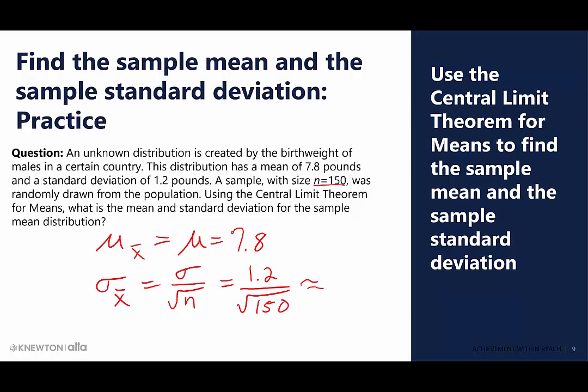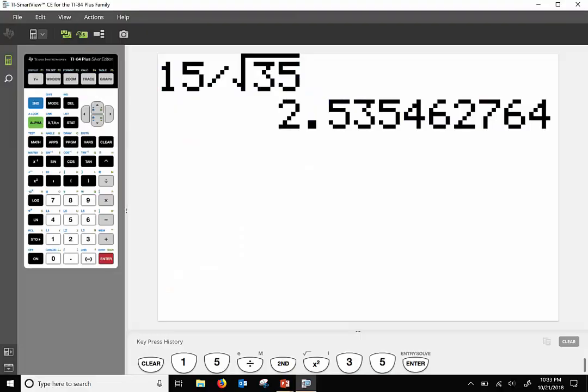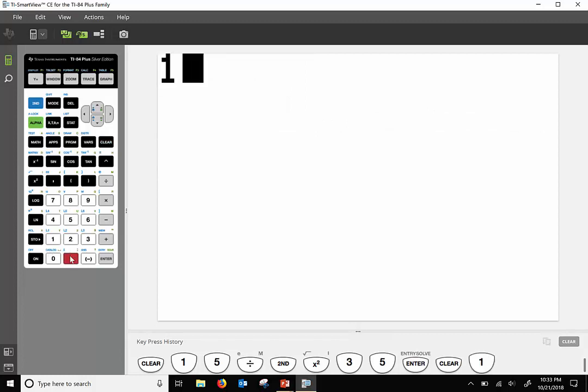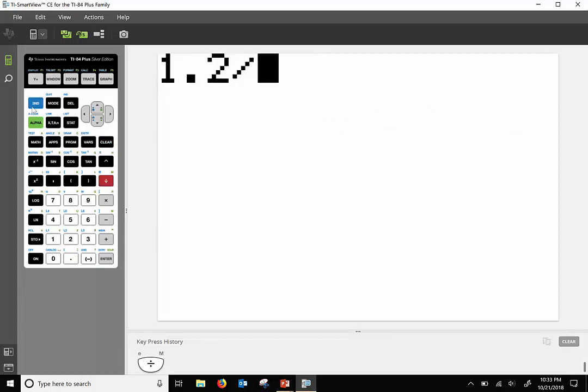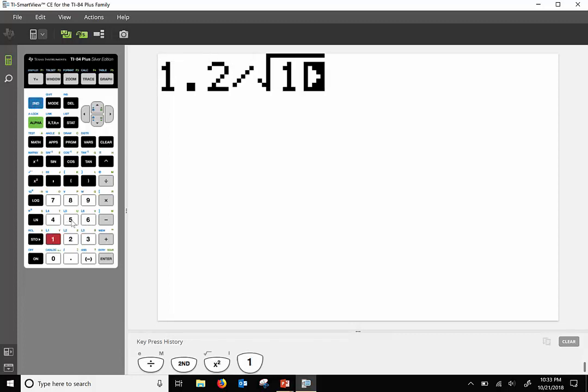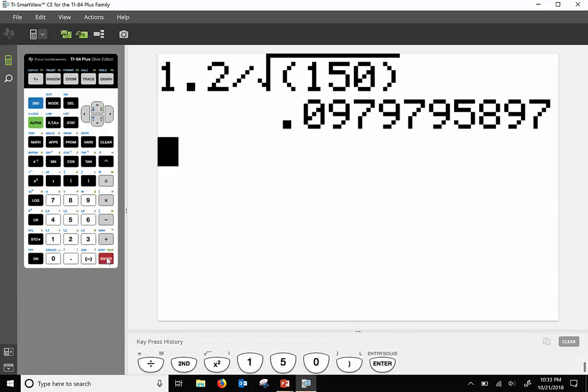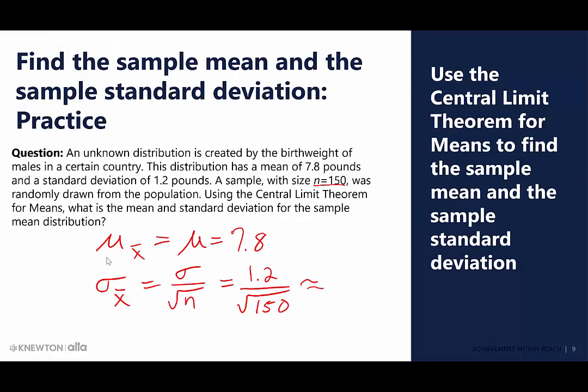I'm going to throw this in the calculator. We have 1.2 divided by the square root of 150. To 3 decimal places, we have 0.098. And there we go. That's our mean and our standard deviation, which eventually is going to help us find a probability, but all they're asking for here is just the mean and the standard deviation.